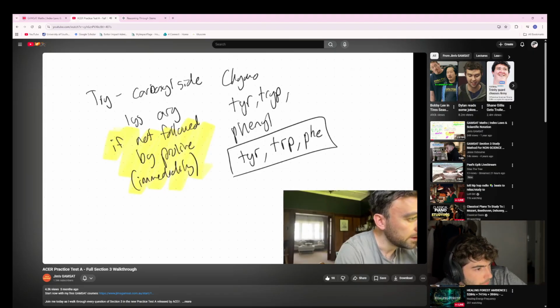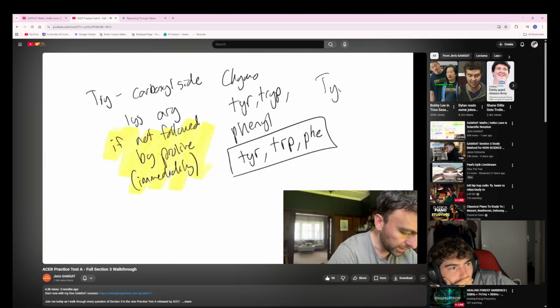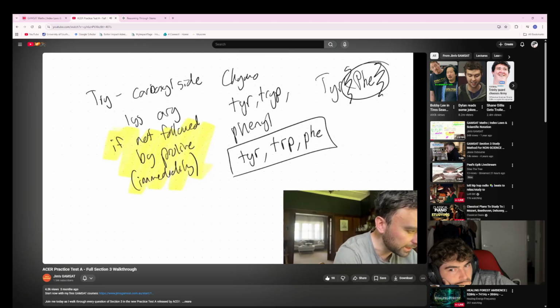Okay. It says which amino acids could be isolated. Okay, so it's going to cut at the tyrosine. So we've got a TYR, it's going to cut here. Then it's got a phenylalanine, so it's going to cut there as well. I don't see any other cuts. So all we're going to be able to isolate is phenylalanine.